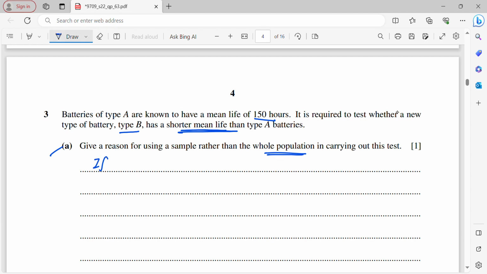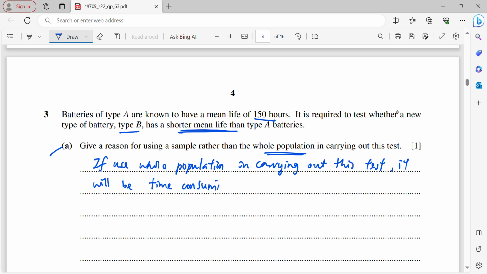So if you use the whole population in carrying out this test, it will be time consuming. Or probably you can write it's costly. Okay, so that's the reason for using a sample rather than using the whole population.